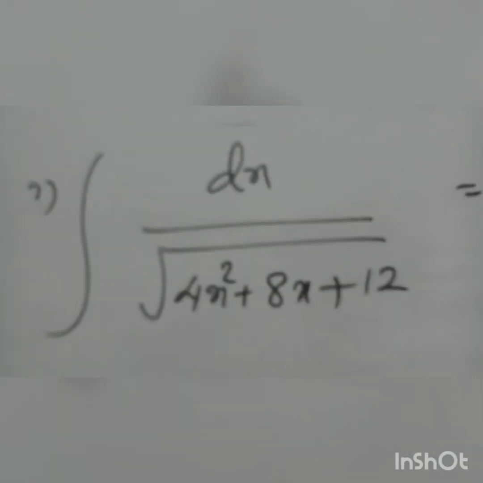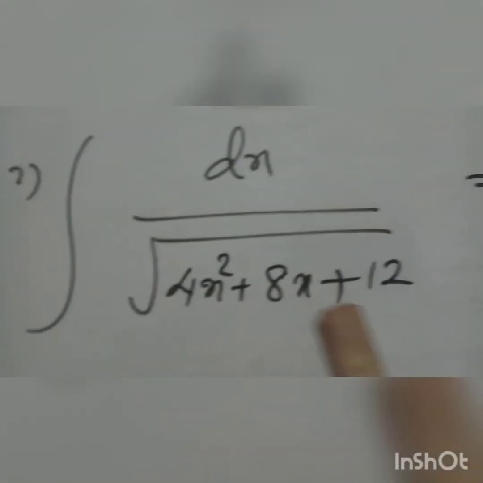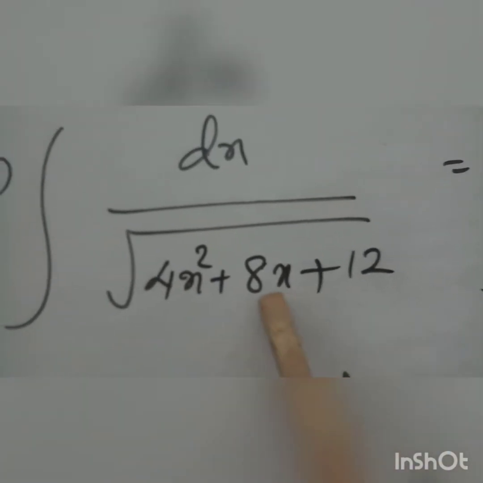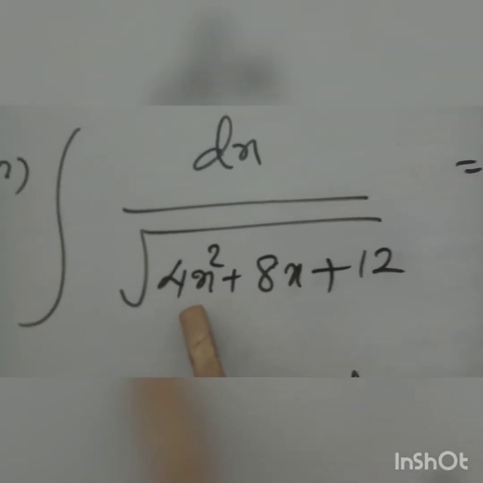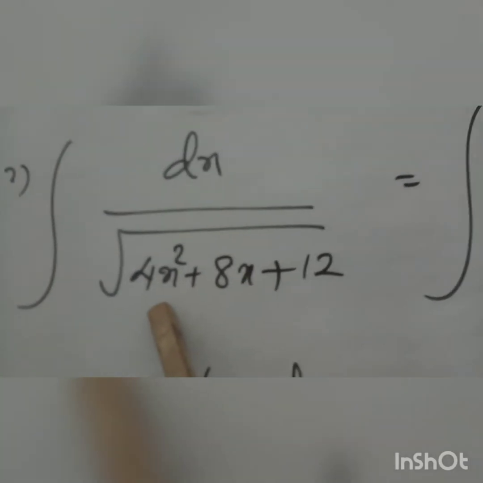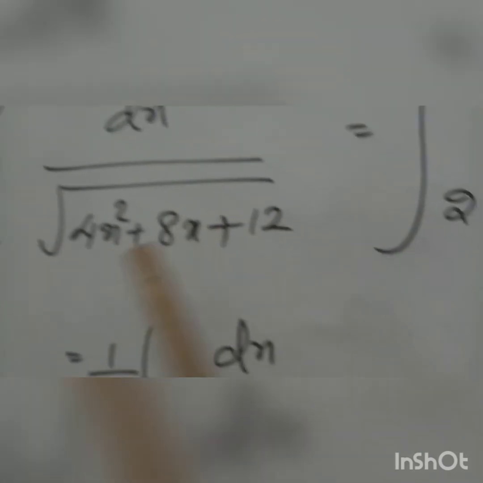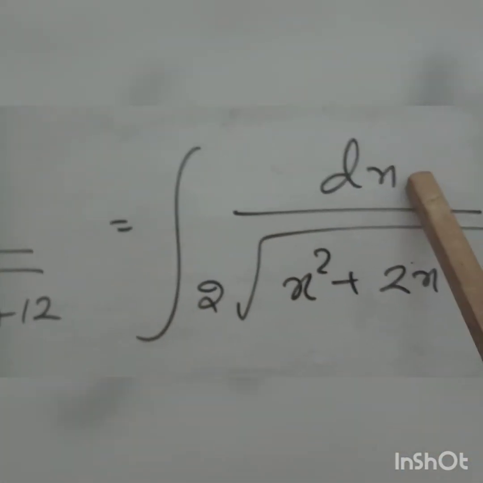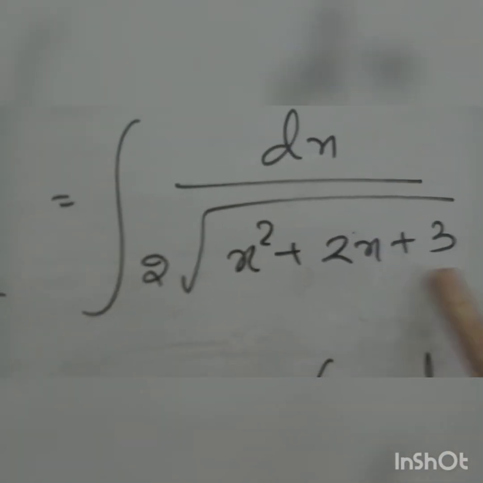Next problem is the integral dx divided by 4x² + 8x + 12. Here this x² has a coefficient 4. Similar to our previous session, you take this 4 outside the square root, that will be 2. So the problem becomes the integral dx by x² + 2x + 3 inside the bracket.